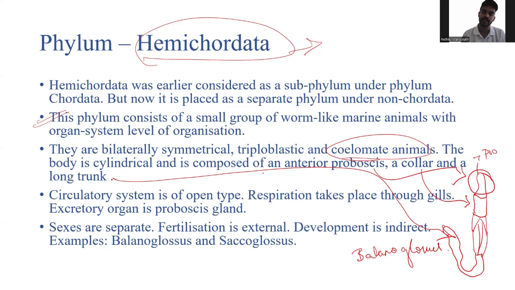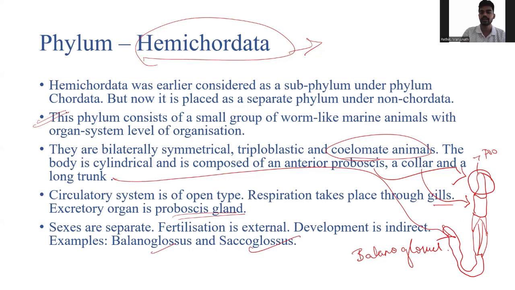The circulatory system is open type, and respiration takes place through gills. The excretory organ is the proboscis gland. The sexes are separate, so fertilization is external. Development is always indirect. Examples: Balanoglossus is one example, and Saccoglossus is another example.